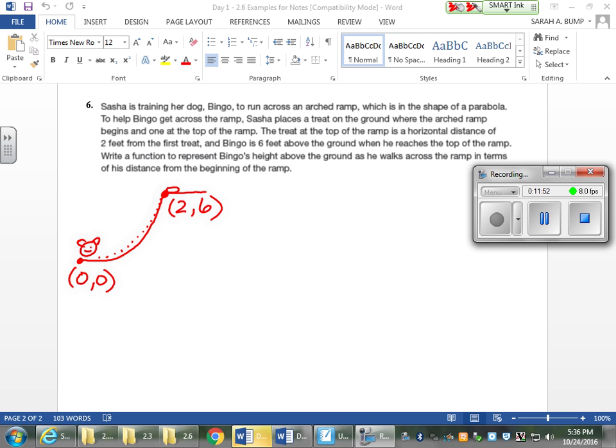The 0, 0 is our vertex, where the arched ramp begins. So that's our h and our k, and where the treat is our x and our y. So we have enough information to go ahead and write the equation in vertex form. We will sub in the y, we don't know a, we'll sub in the x minus the h plus the k. Zeros are nice and easy to work with.